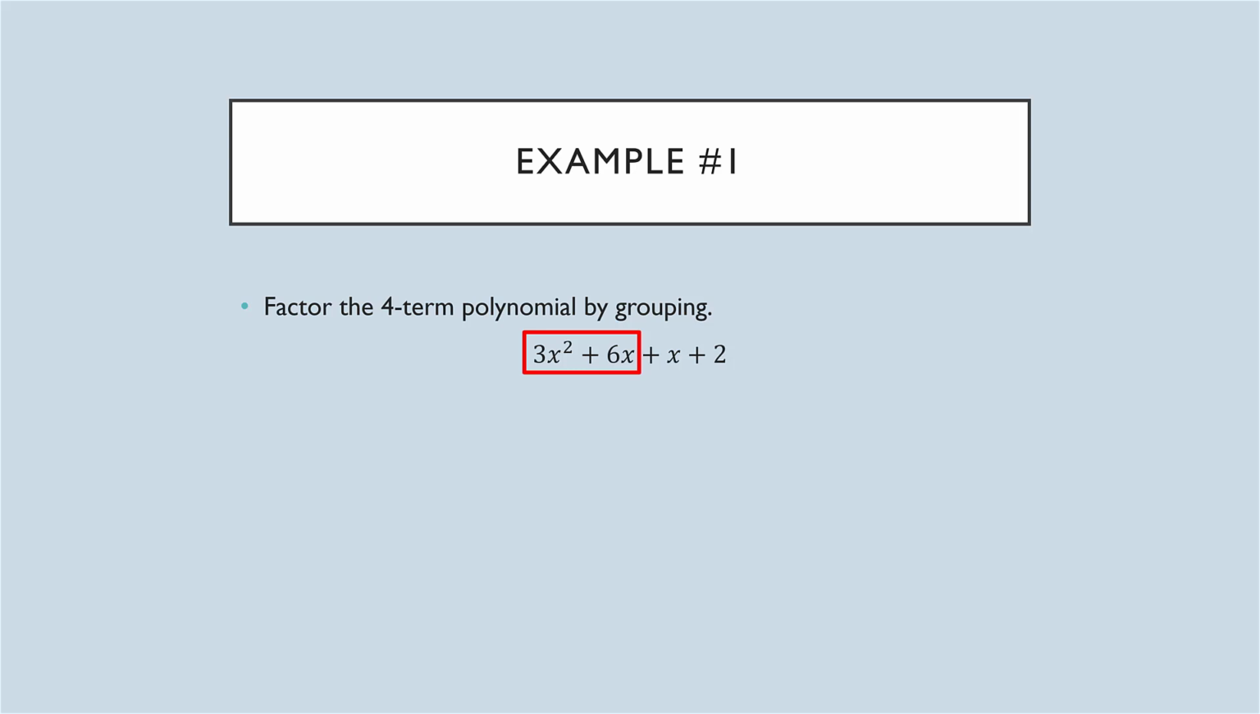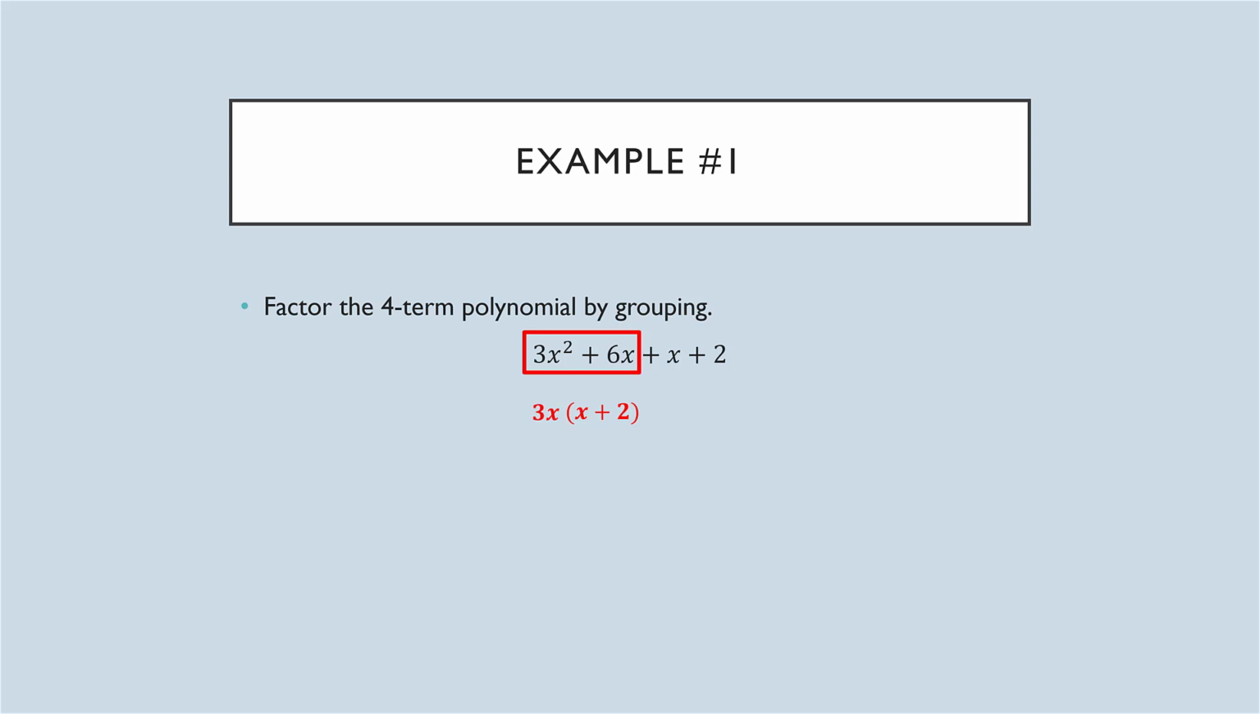3x squared plus 6. The GCF of those two terms would be 3x. So I'm going to write my 3x, and then I need to find out what is going to go inside those parentheses. Well, if I have 3x and I want to get to the original 3x squared, I'm going to need an x, and then the second term in that red box is 6x. GCF of 3x to get to 6x needs to be multiplied by 2, so that's my plus 2.